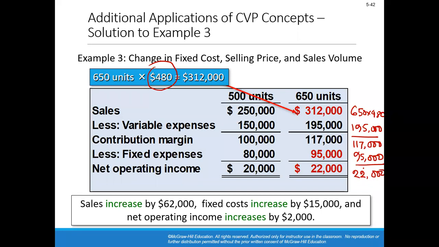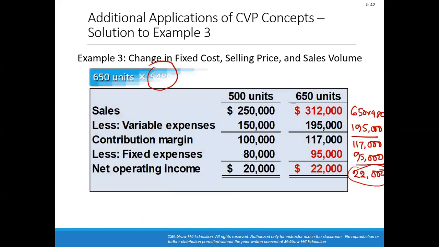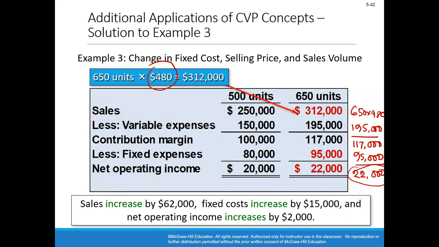Alternatively, what could we do? We could use the equation we showed in the previous slide to get the 22,000 profit. And we see that for changes in these three variables, some changes might be positive, some changes might be negative. There is no clear answer that it is a positive thing or a negative thing.